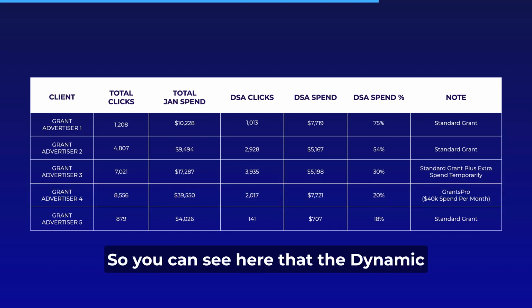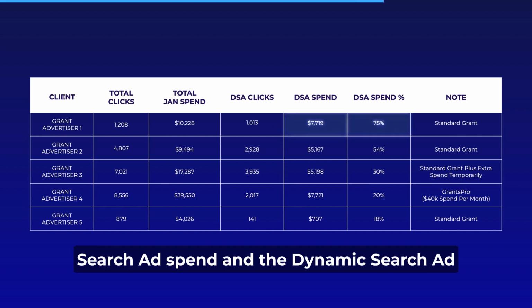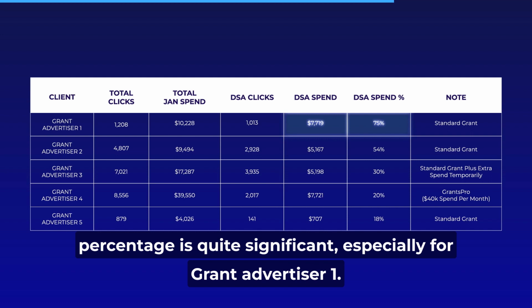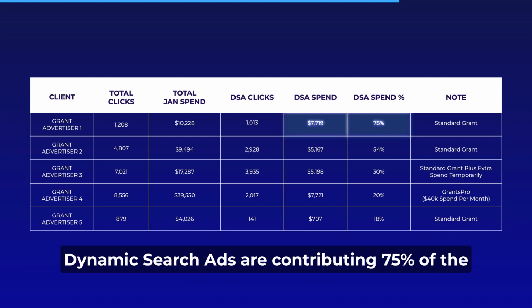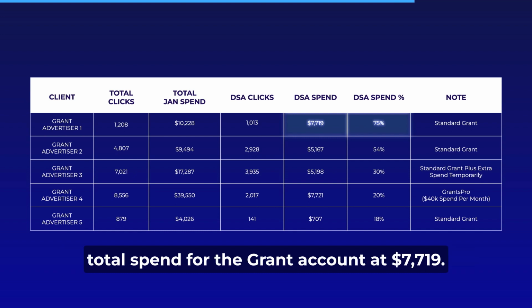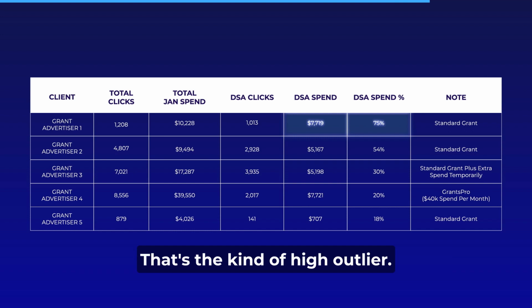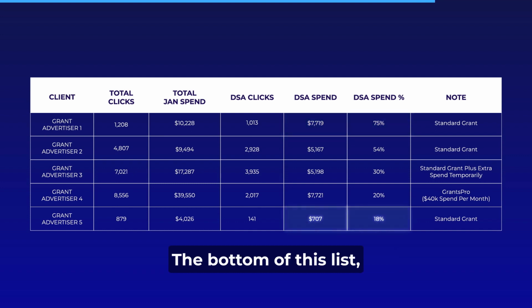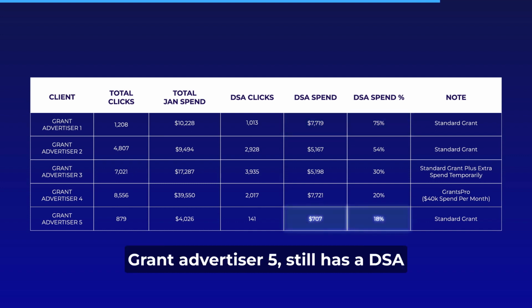So you can see here that the dynamic search ad spend and the dynamic search ad percentage is quite significant, especially for Grant Advertiser 1. Dynamic search ads are contributing 75% of the total spend for the grant account at $7,719. That's the kind of high outlier. The bottom of this list, Grant Advertiser 5, still has a DSA spend percentage of 18% at $707.